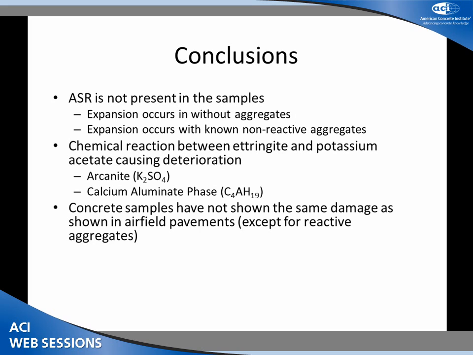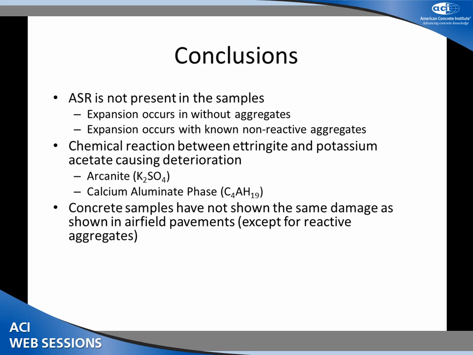Concrete samples have not shown the same damage as shown on the airfield pavements, except for the reactive aggregates. And that could be because on the airfield pavements, they could just be applying a lot of this on the pavement before they're seeing any moisture, so they have that high concentration there. Whereas these bridge deck systems that have this automatic sprinkler head system use temperature and humidity to activate it, so they know when moisture is about to hit. So that could be lowering the concentration of that potassium acetate.